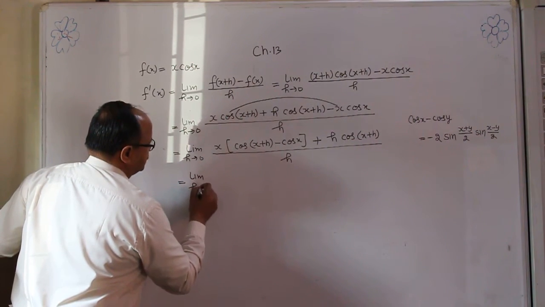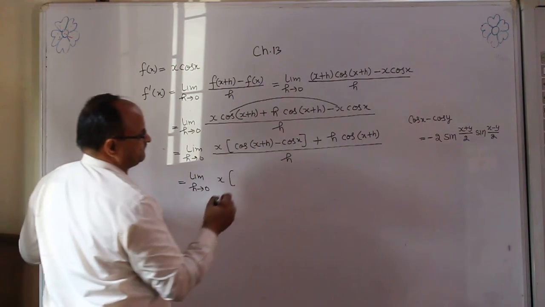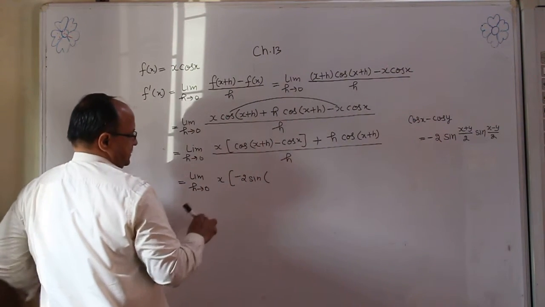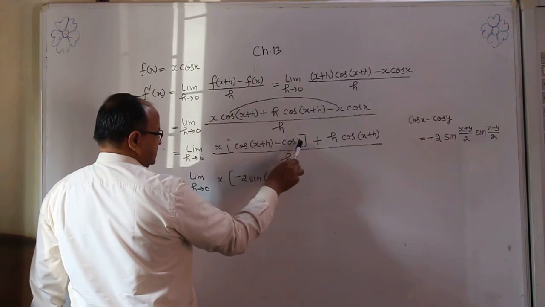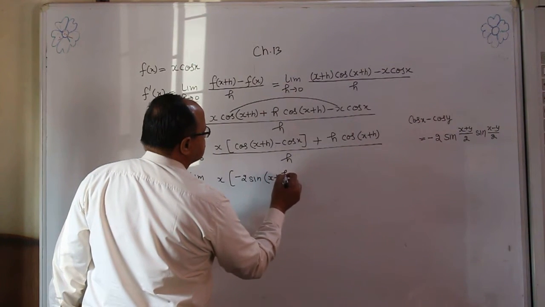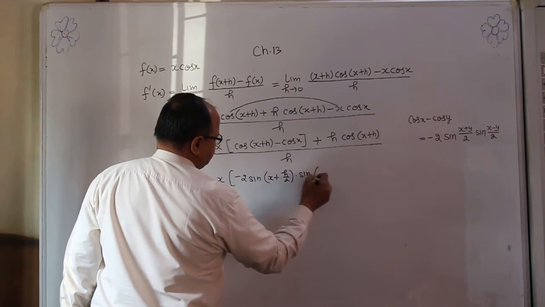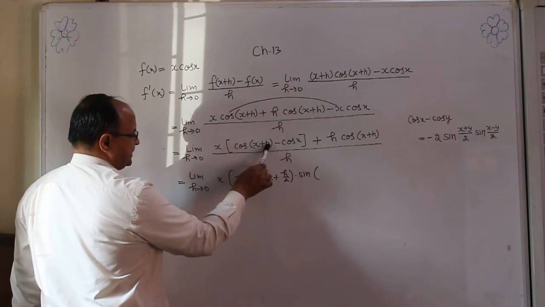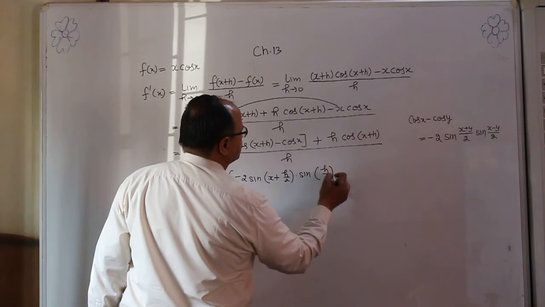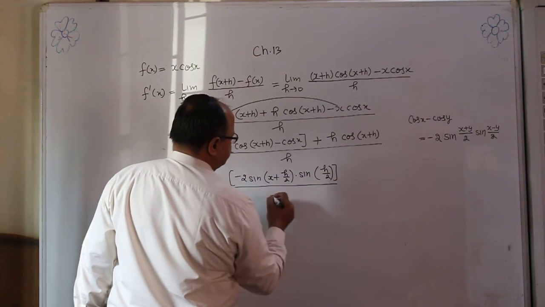Limit h approaches to 0. When you apply this property, that is minus 2 sin of (x plus h plus x) divided by 2, so you can write (x plus h) by 2, into sin of (x plus h minus x). X to x cancel, it means h by 2, whole divided by h.